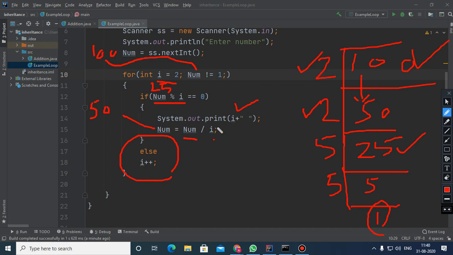Now it is divisible. So this 5 will get printed, and the value of num becomes 5. Now again 5 mod 5 is 0, so this 5 will get printed again because it is divisible. After dividing this, the value of num becomes 1. This condition becomes false and the loop terminates. So that's why you have got 2255 on the screen.